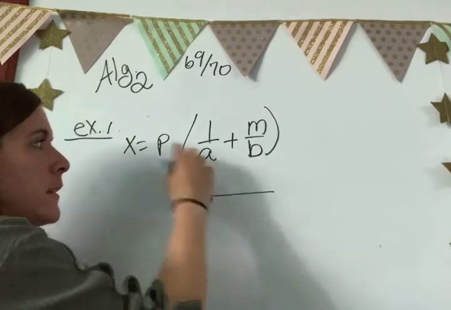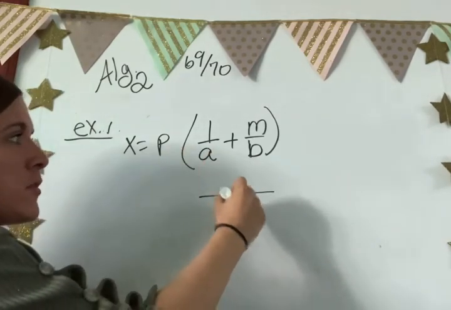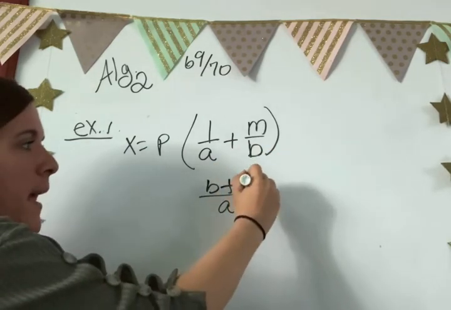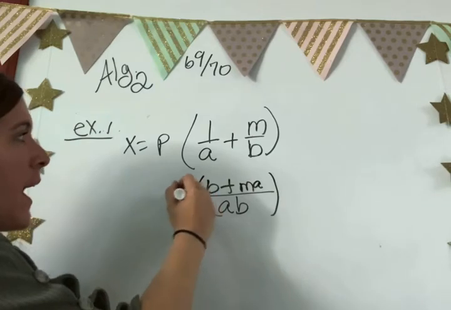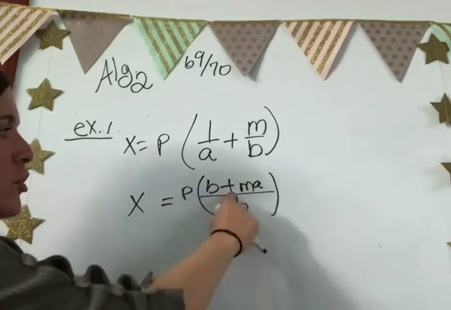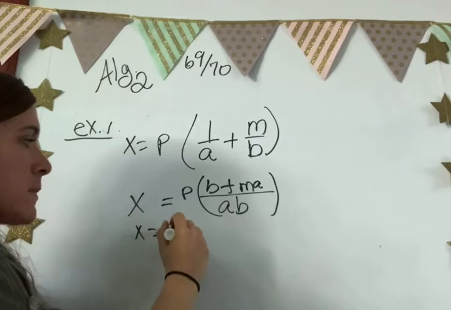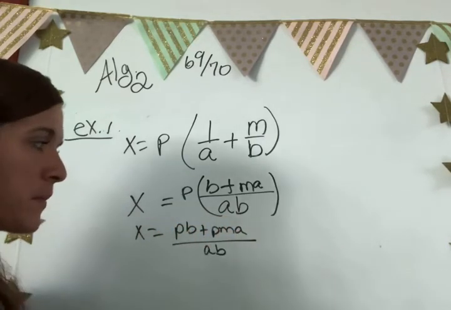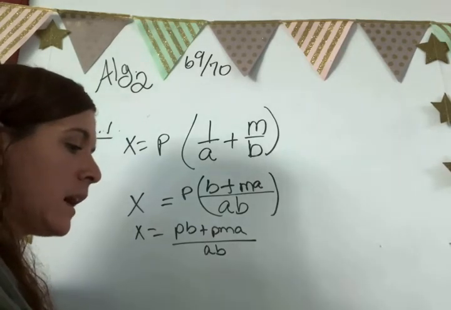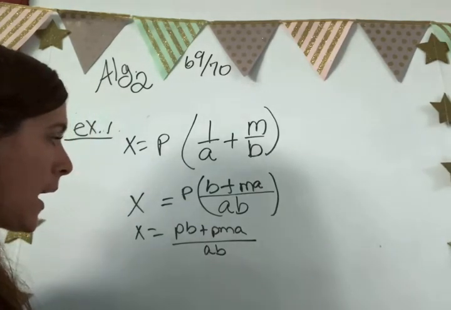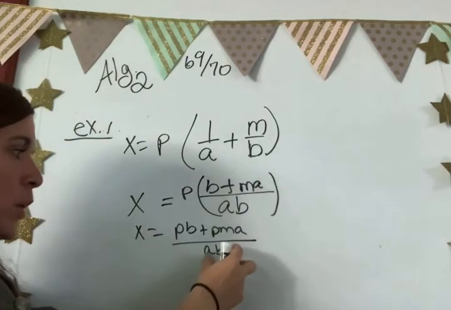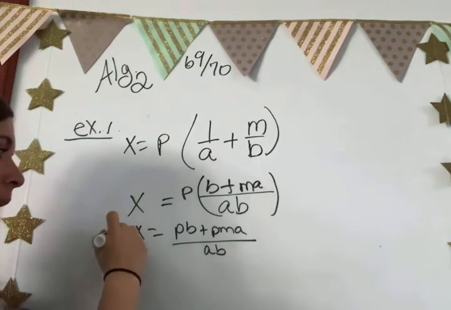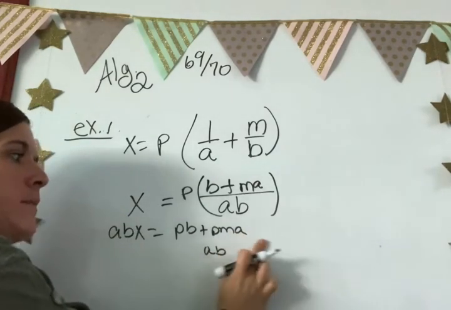I don't think it really matters, this P. I get A and B, right? So this one's spelled to the B. This one's spelled to the A, so we have PA, okay? And then I can distribute the P. So X equals PB plus PMA all over AB, right? Okay, then I'm going to bring my AB up here to be done with fractions. Okay, so I'm going to be ABX and take this away.